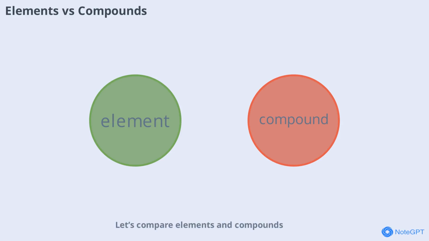Let's compare elements and compounds. Elements are pure substances made of only one kind of atom, while compounds are made of two or more elements combined chemically. For example, oxygen is an element, but water is a compound of hydrogen and oxygen. Compounds have properties different from the elements that form them. This distinction is key to understanding how matter is organized.